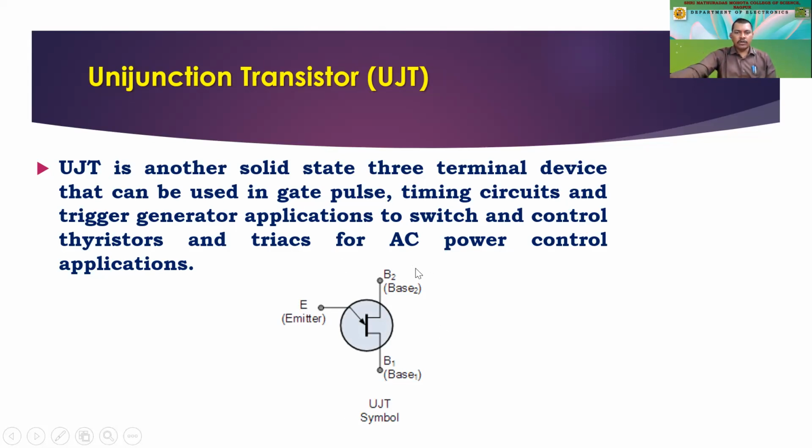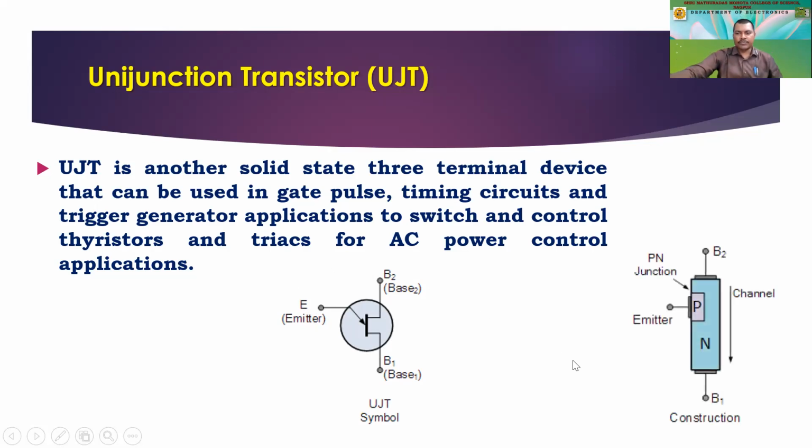This is the symbol of the UJT. B1 and B2 are the two terminals, which we call base one and base two, and we have an emitter over here. In the case of a transistor we had the base, and in this case we call it the emitter. It is the same symbol as the transistor, just a difference that the names are changed. It is base 2 and base 1, B1 and B2, and the base terminal is now eliminated and written as the emitter. So this is the symbol of the UJT.